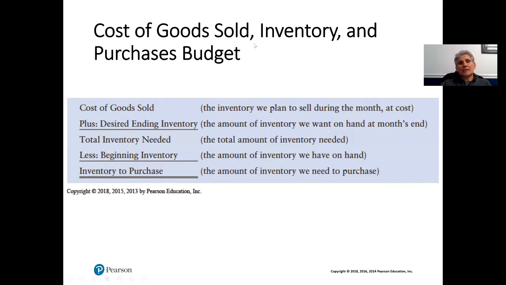So taking a look at the cost of goods sold, inventory and purchase budget, this will be a little bit simpler, but the cost of goods sold is the inventory we plan to sell during the period at cost. The desired inventory, we're going to add that. It's going to have the flavor of what we had to do for direct materials and also for finished goods. But we just do it once now because it's just one inventory element. So cost of goods sold plus the desired inventory gives us the total inventory needed, less the beginning inventory, and that's what's going to give us what we need to purchase.